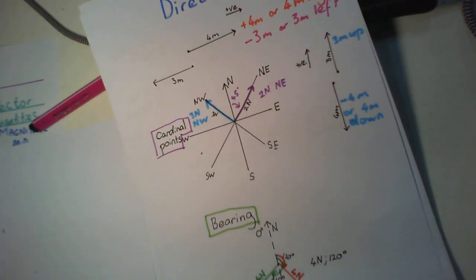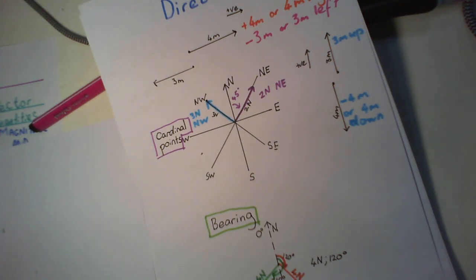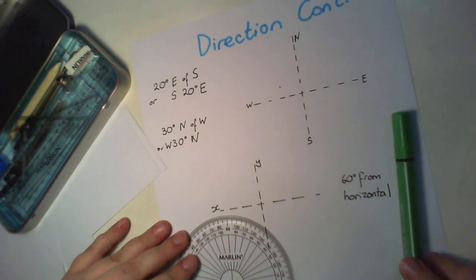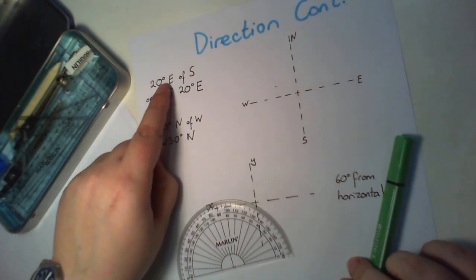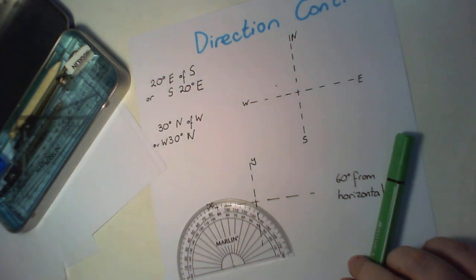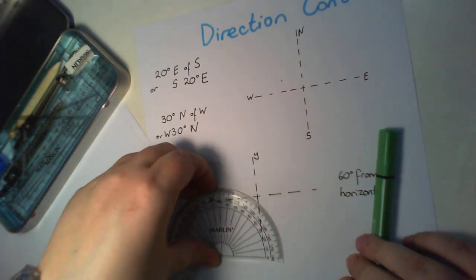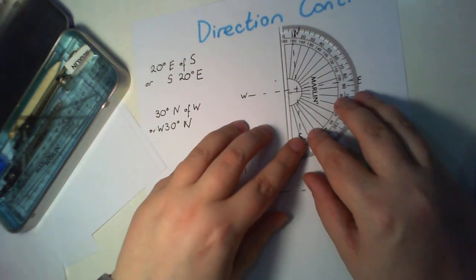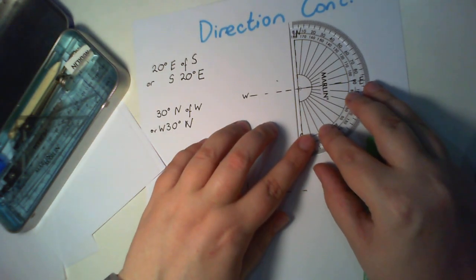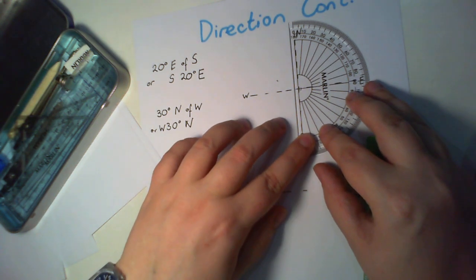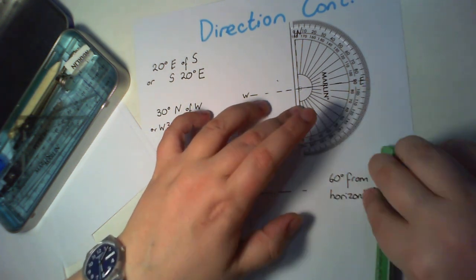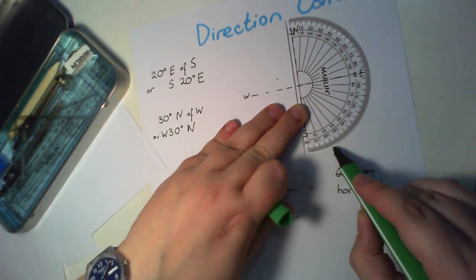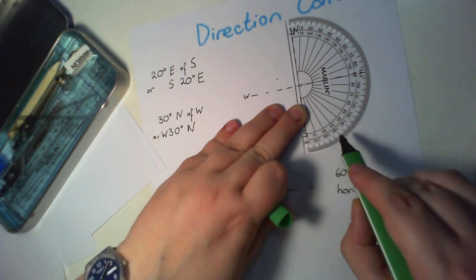We also have a few other ways of measuring direction. What you may also see are descriptions like the following: 20 degrees east of south. What that means is you start at south, so we're going to use our protractor, put the point of the protractor on the crosshair of your compass point, and we're going to measure from south. From south, we're going to measure 20 degrees towards the east.